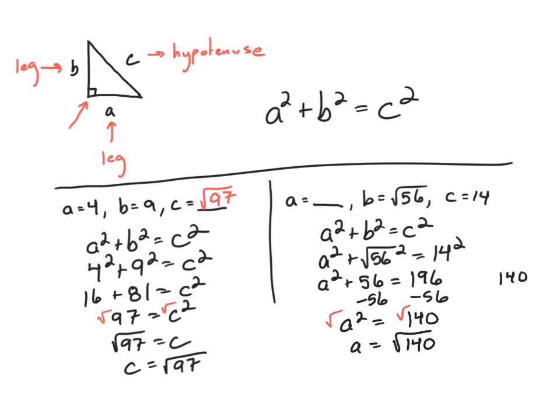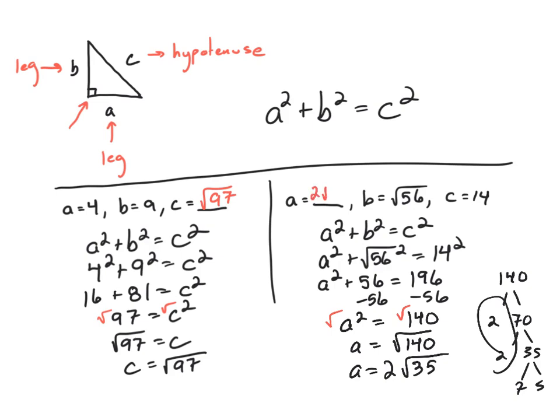140 breaks down. So I get 2 and 70. 70 breaks down into 2 and 35, which is 7 and 5. So I have a pair of 2's. So A is equal to 2 square roots of 35. So my missing side length is 2 square roots of 35.